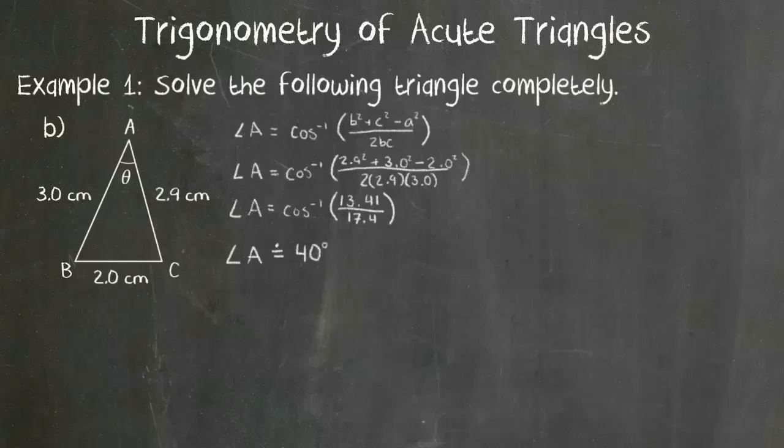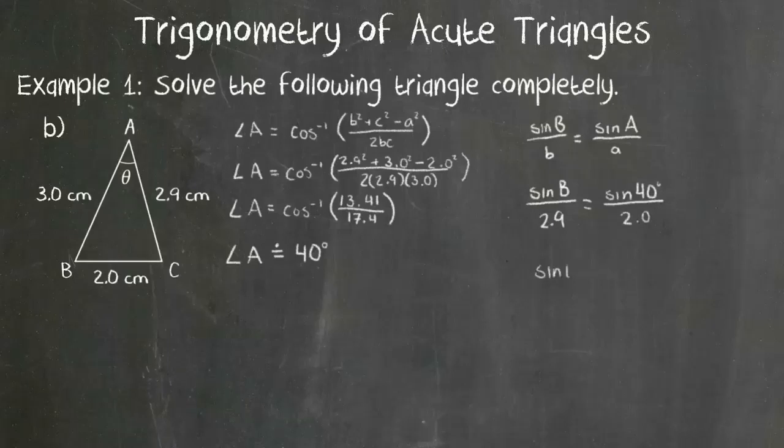I can now go and find a second angle in this triangle. To do that, I'm going to use sine law. So the sine of angle B over side B is equal to the sine of angle A over side A. We sub in what we know. I don't know angle B at this point, but I know that side B is 2.9. Angle A, I just calculated as 40 degrees. Side A is equal to 2.0.